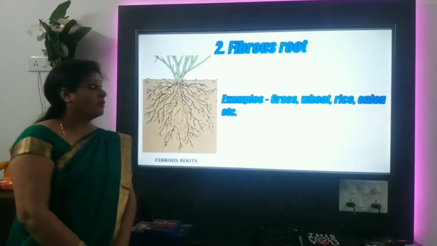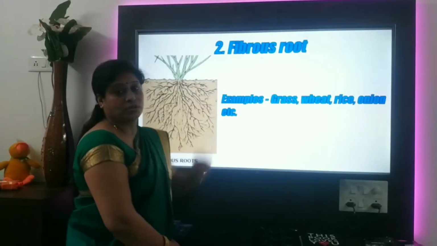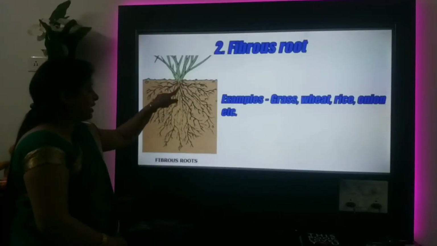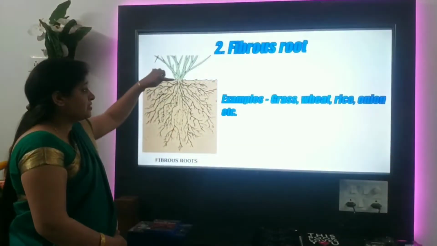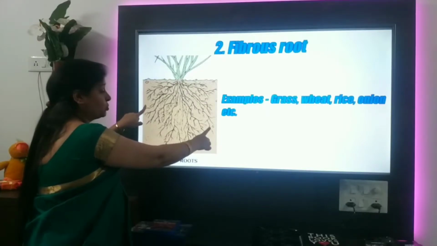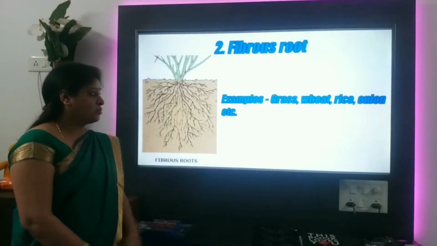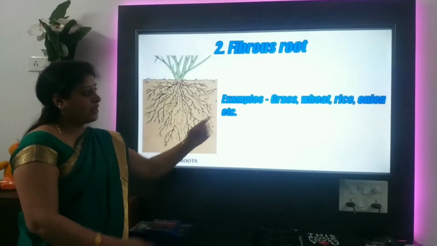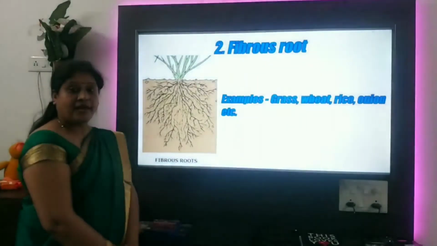Now, second one is fibrous root. Some plants have thin hairy roots at the base of their stem. It is called fibrous root. Some examples of fibrous root are grass, wheat, rice, onion, etc.